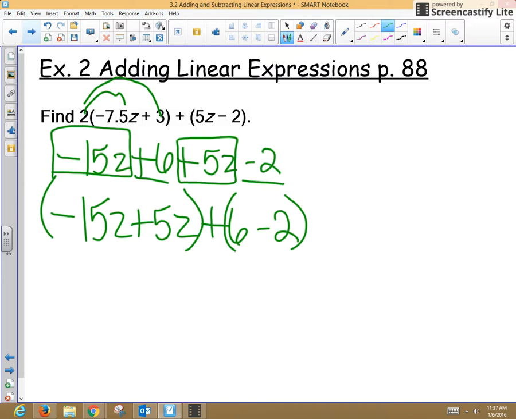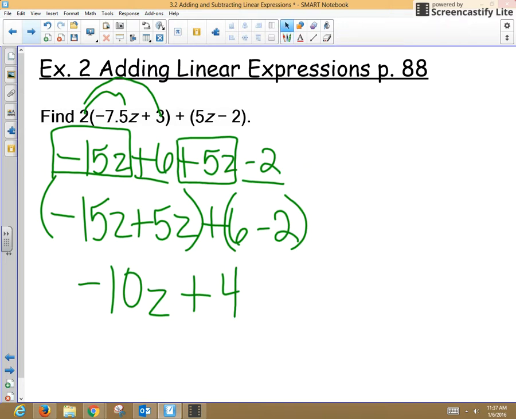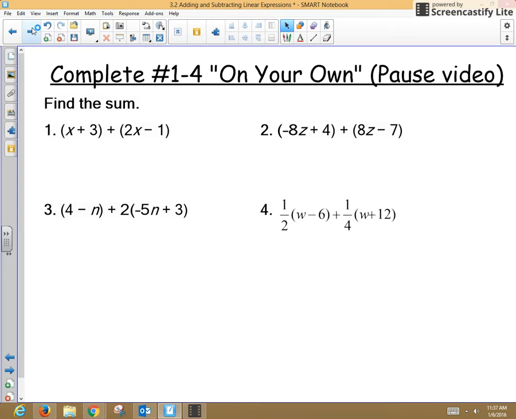Now let's combine negative 15z plus 5z, which equals negative 10z, plus 6 take away 2 is 4. So the sum is simply negative 10z plus 4. I would like you to work on your own numbers 1 through 4, pause the video, and complete these problems.